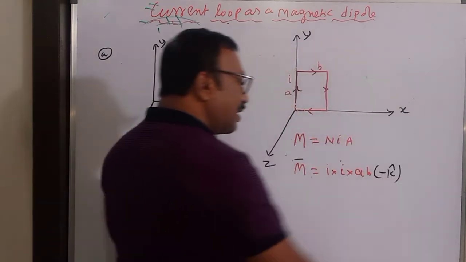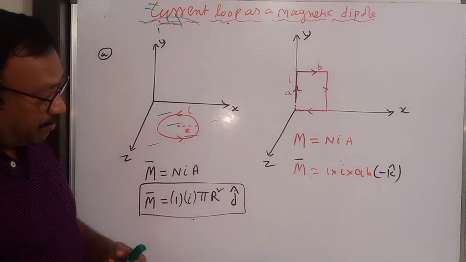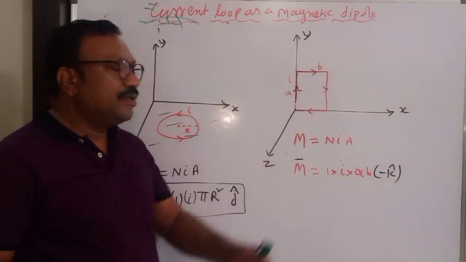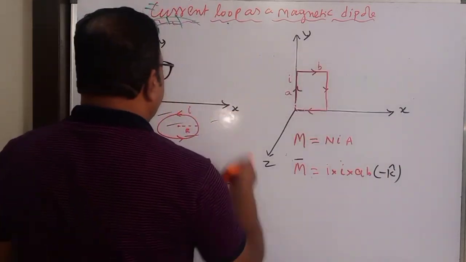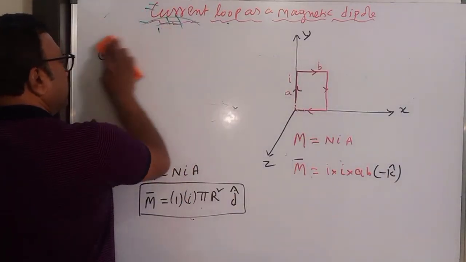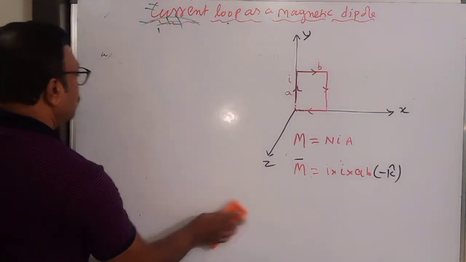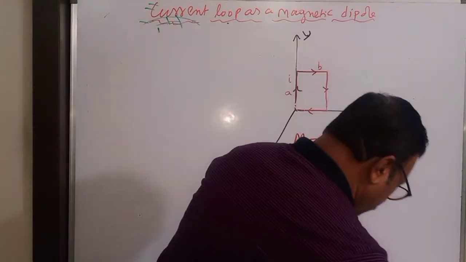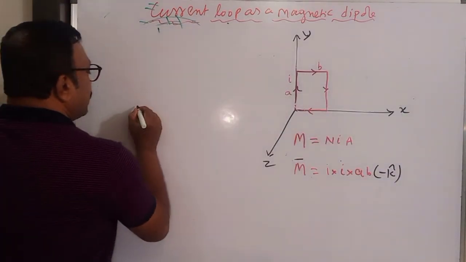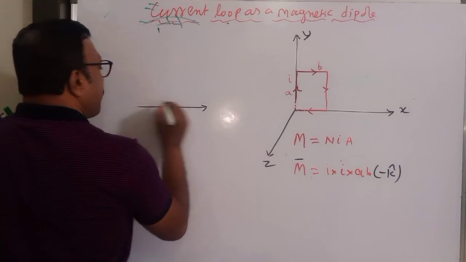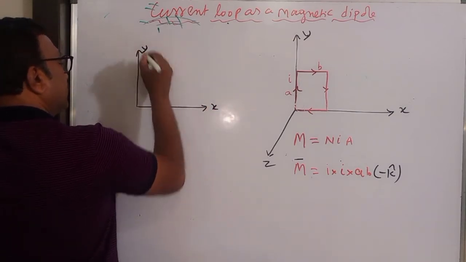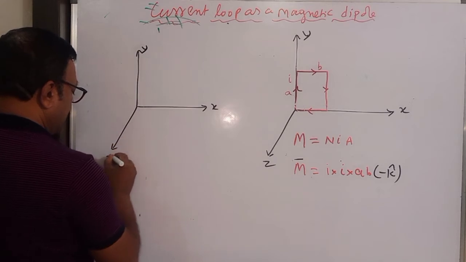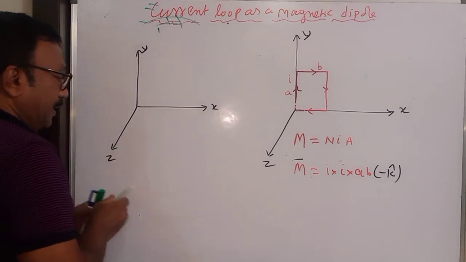M bar I will write now. After putting k cap, I can write M bar now. So this is the magnetic moment. Let me take one more. So x-axis, this is y-axis, and this is z-axis. Now I'll take the current loop differently.